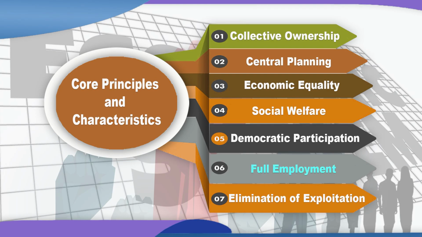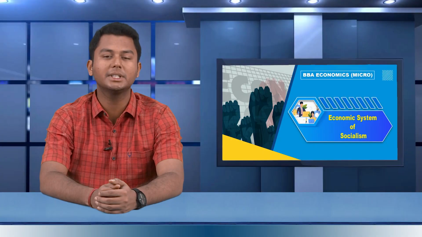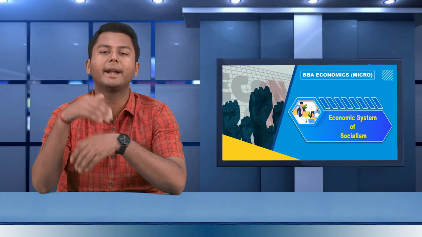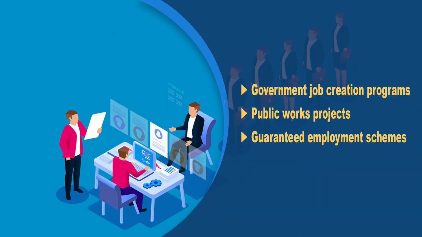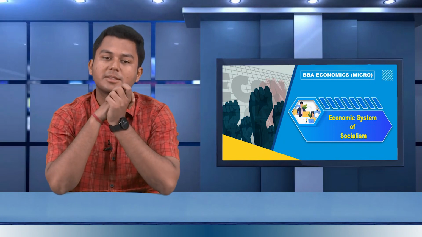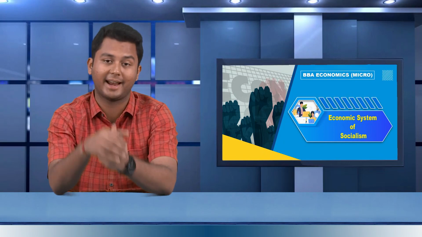Looking at the next feature, that is full employment. Socialist systems typically commit to providing employment for all citizens who are able and willing to work. This may involve government job creation programs, public works projects, or guaranteed employment schemes. Full employment is seen as both an economic goal and a social right.